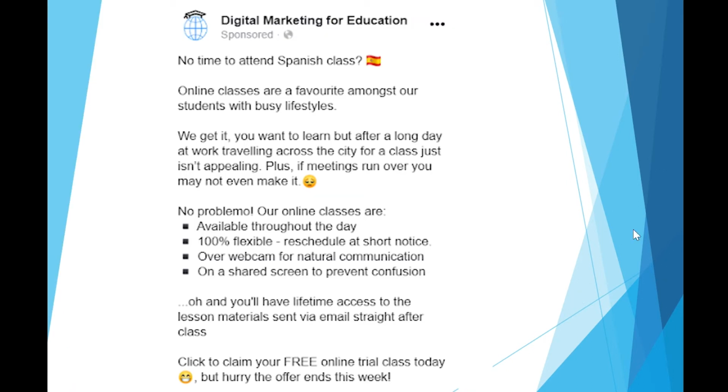So this is just one I've made up, but straight away at the top, you see a hook. So: no time to attend Spanish classes, with a little emoji. On Facebook, it's quite difficult to get the ads approved if you have a question about people. You're making assumptions about people, which you're not allowed to do. It's prohibited. But I find if you write something that's not mentioning you, like a statement but with a question mark, they get approved. So that's what I do.